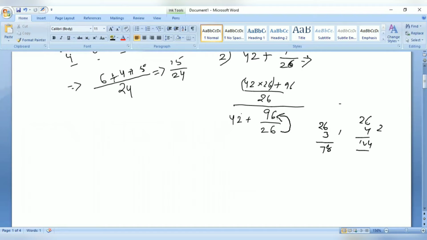Now this 3 is to be added to the 42, that becomes 45. And after this 78 is gone, what is the value pending? That is 96 minus 78, which will give you 18. So this is how we are going to solve this. I repeat.